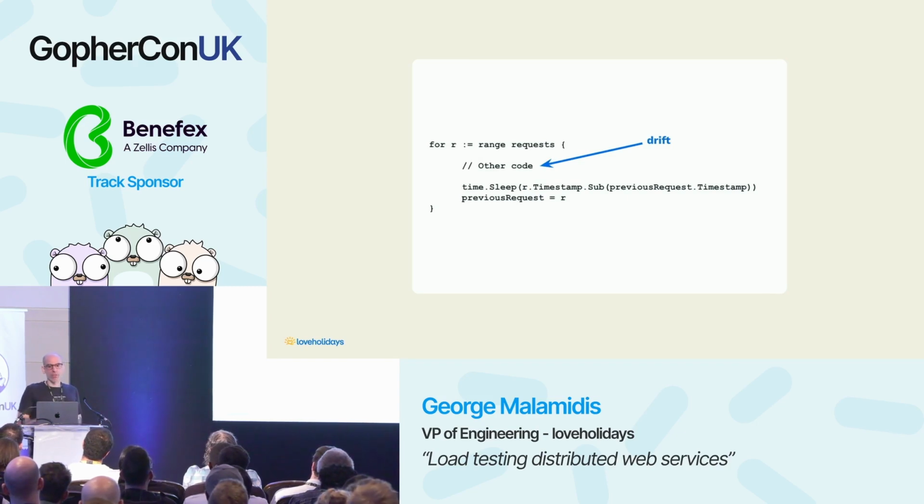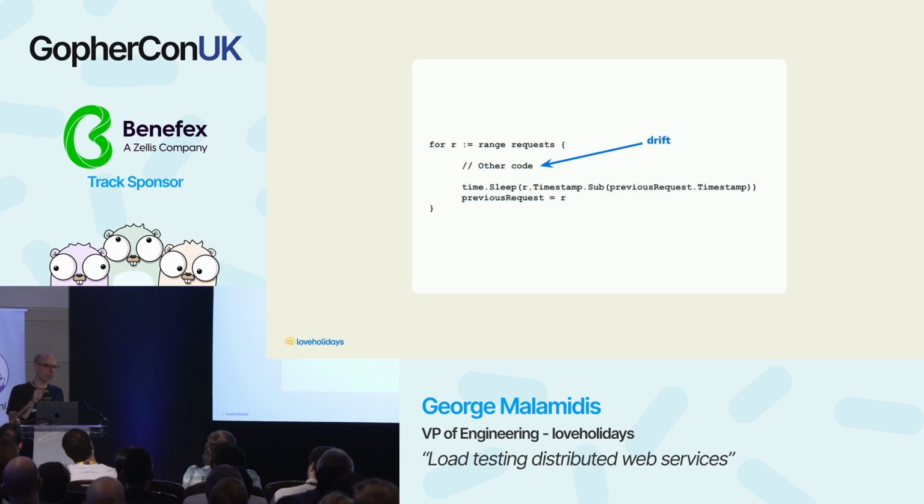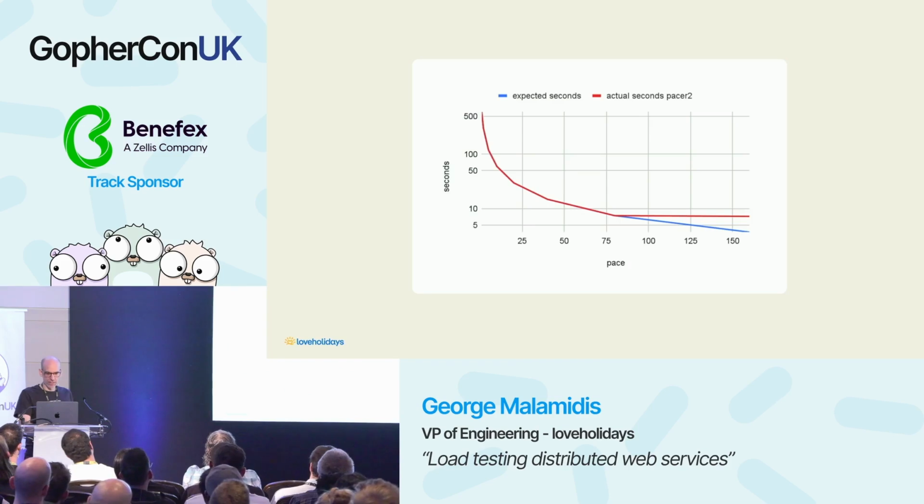So how did we solve this? We solved it by introducing the concept of a wall clock. We actually recorded the time every time a new request was supposed to be played. So we knew exactly what the drift was. So our new algorithm actually compensates for the latency introduced by the code around firing each request. And then that was proven by this beautiful graph.